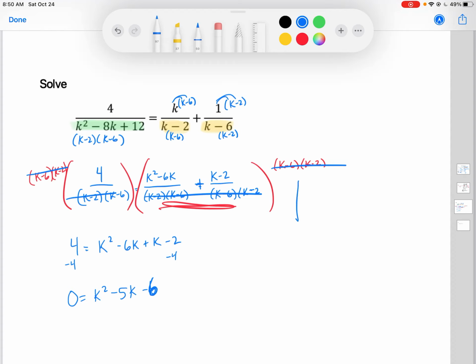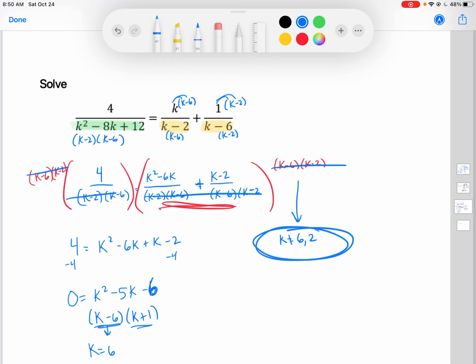Now, I should have done this earlier. It's a good idea when you factor or when you cancel out common factors to just state excluded values so you don't forget them. So remember, k can't be 6 or 2. So I'm going to go ahead and factor this. This is k minus 6, k plus 1.